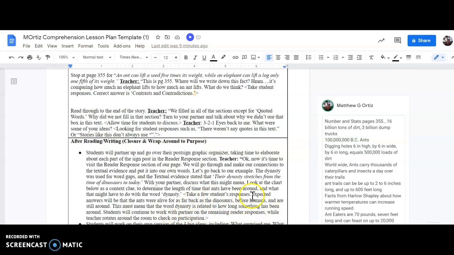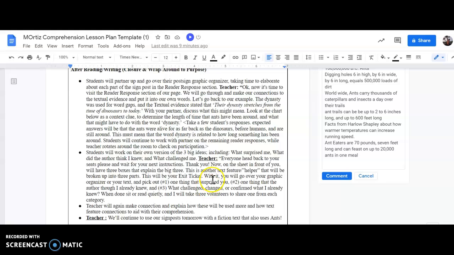Students will continue to work with their partner on the remaining reader responses while teacher rotates around the room to check on participation. Okay? All right, so continue that. Then students will work on their own version of the big three, including what surprises me, what did the author think I knew, and what challenged me. So, teacher, I'll say, everybody back to your seat, please, and wait for the next instructions. Thank you.